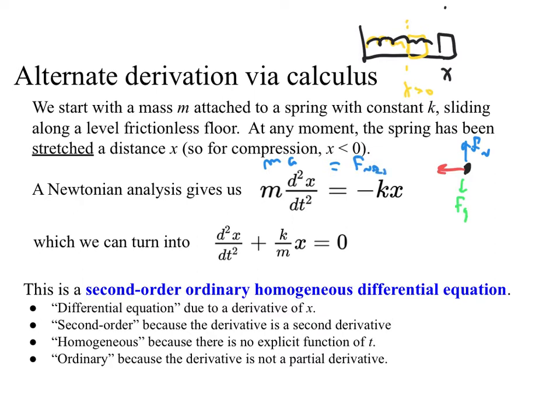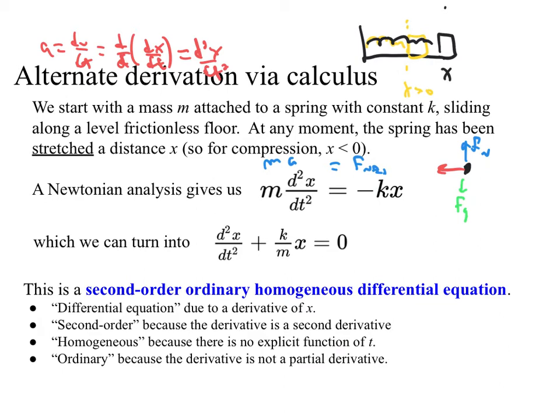If the thing's been stretched to distance x, then of course the force is oppositely directed, and a is the second derivative of x. Way back when, a is dv/dt, but v is itself dx/dt. So we have the derivative of the derivative of x, the second derivative, written in that kind of bizarre d squared x over dt squared notation. Thank Leibniz for that, I guess. So we end up with m times d squared x/dt squared equals minus kx.